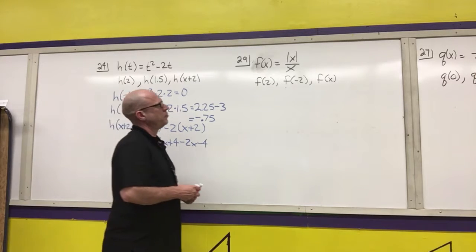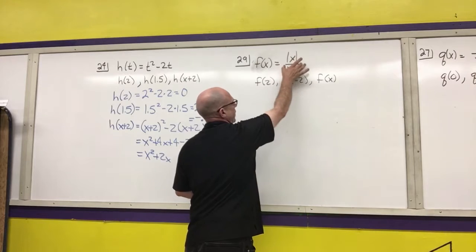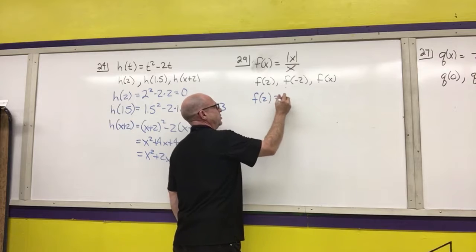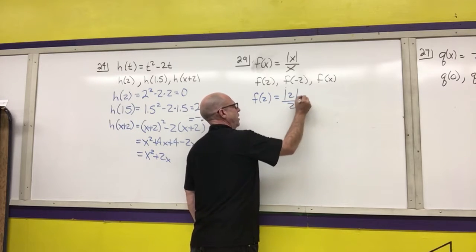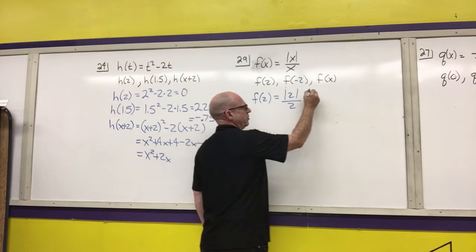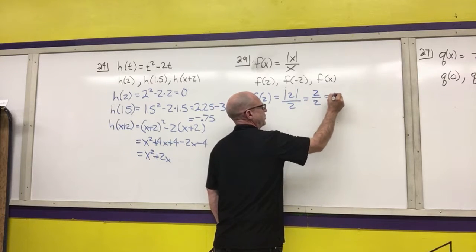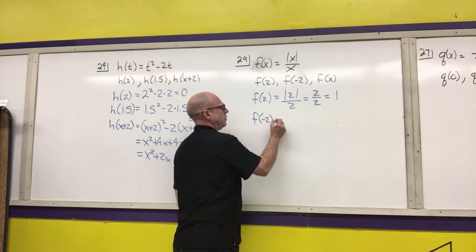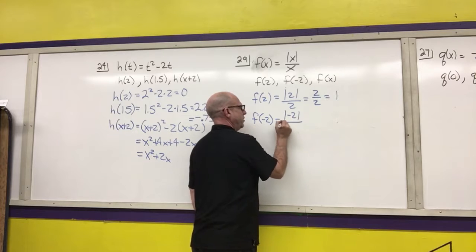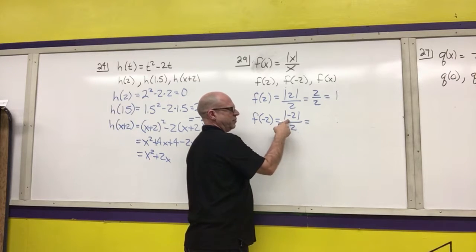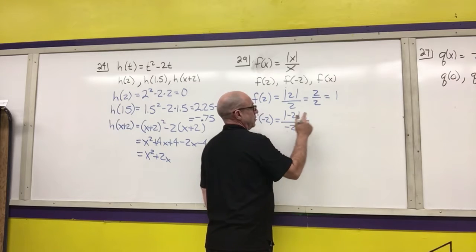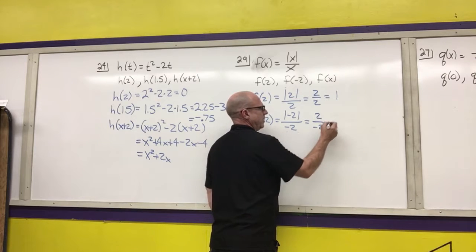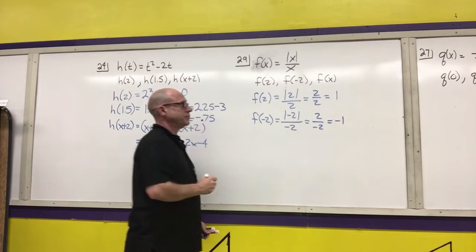The next function I'm going to work through evaluation is f of x is the absolute value of x over x. So if I do f of 2, I put a 2 on the numerator and the denominator. Absolute value of 2 is 2 over 2, which is 1. Now I want to do f of negative 2. That means I put a negative 2 in the absolute value and in the denominator. Absolute value of negative 2 is 2 over negative 2. 2 divided by negative 2 is negative 1.